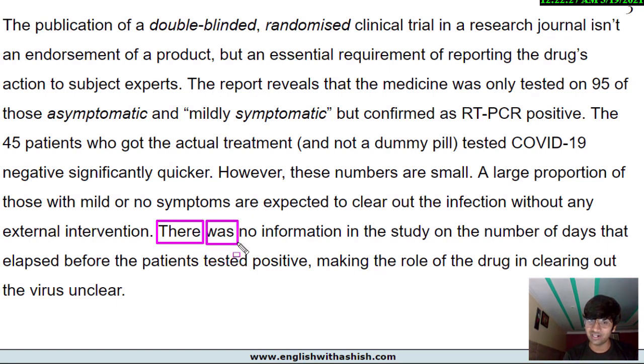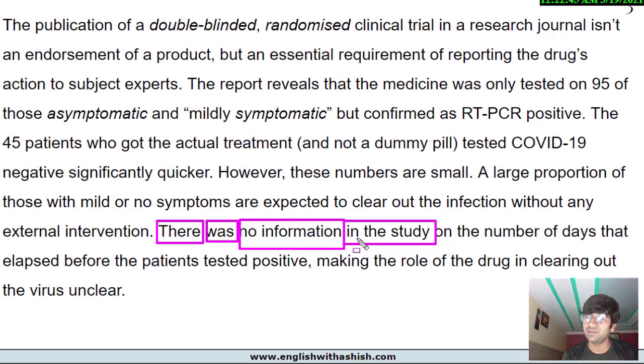So we have the subject, right next to the subject we have the verb, linking verb. So there was what? No information. There was no information. Information, noun, no determiner, modifier. So noun phrase. No information. Where? In the study. No information in the study. Prepositional phrase. Preposition, noun phrase, the plus noun. Right? Modifier plus noun. So there was no information in the study. On what? On the number of days. On the number of days, right?